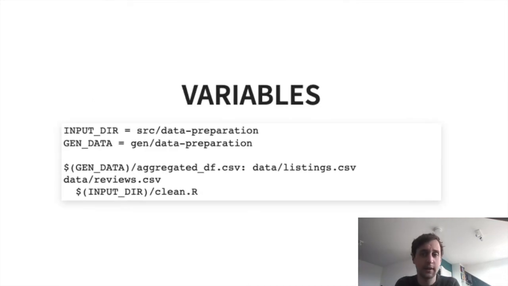And then the other thing that you may have seen in the make files that I've shown you are variables. It's quite cumbersome to always specify directory names manually, so you can define variables.